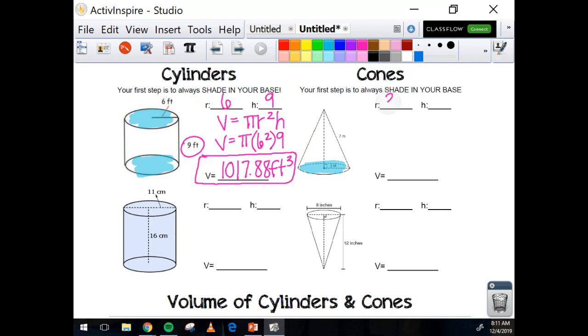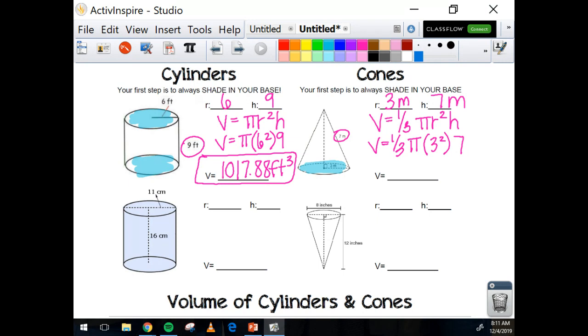So the radius here is 3 meters. The height is 7 meters. So we're going to have volume equals 1/3 pi r squared times h. Volume equals 1/3 times pi times 3 squared times 7. We're going to put it in our calculator.